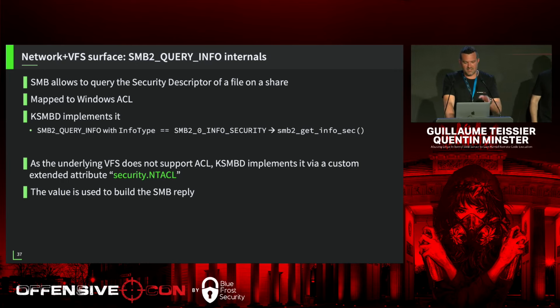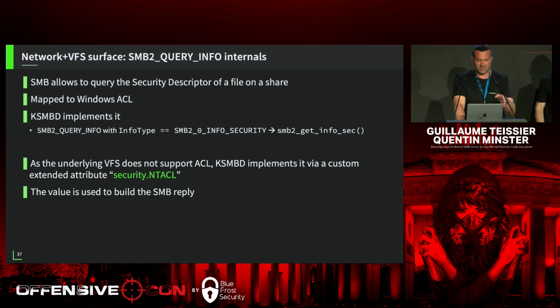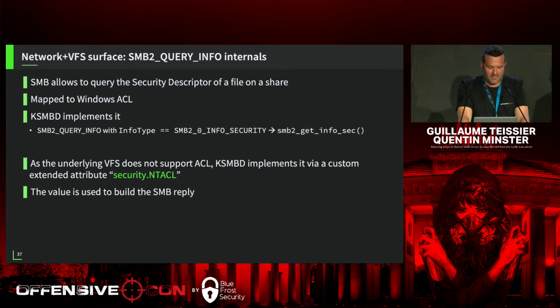In this case, KSMBD implements the query info with the specific info type requiring to get the security descriptor. And internally, it is implemented using extended attributes of the VFS and setting something called security.ntacl. So basically, when you make a query info, you get the information that is located in this attribute back in the reply.